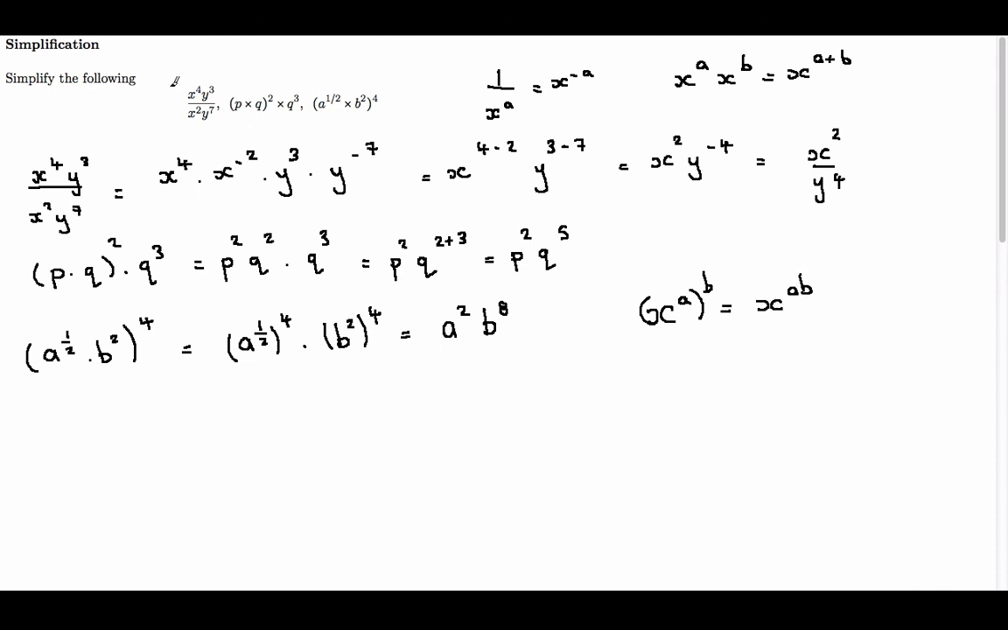So we've now completely simplified these three expressions.